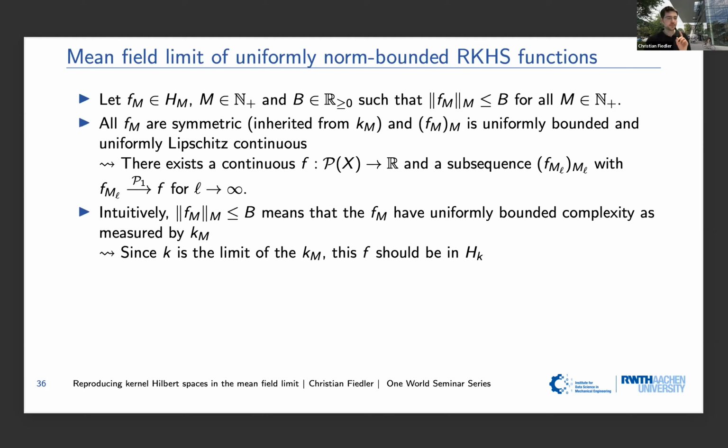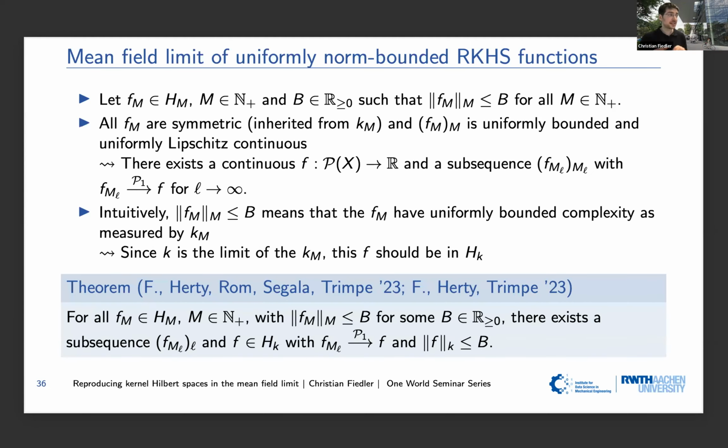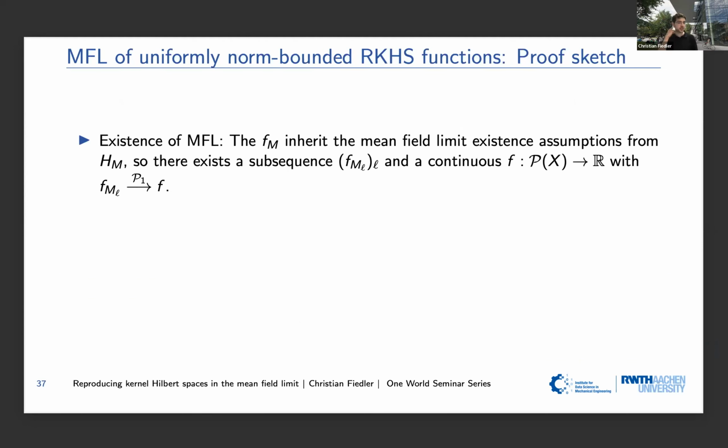Now, because K is the strong pointwise or uniform limit of the Km, this F should then also be in the RKHS, because their complexity, while going to the limit, does not explode, intuitively speaking, due to the uniform norm bound. And it turns out this is indeed the case. So if you have a sequence of RKHS functions from the Hm going to infinity, which is uniformly norm-bounded, then there exists a subsequence and a function from HK, so that we have mean field convergence of the subsequence, and this limit function is in the RKHS, obviously, and it even has the same norm bound. Now, concerning the proof, existence of the mean field limit, we just explained it. The Fm inherit the corresponding properties from the kernels, plus the uniform norm-boundedness assumption.